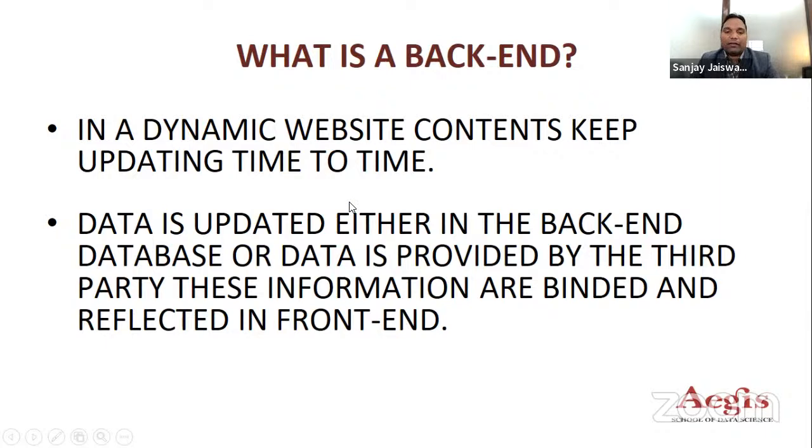A dynamic website is a website whose contents keep changing. Whatever information you see on the website will keep updating from time to time. And how does the update take place? For that, backend technology is used. Whatever data you want to update in the front end has to come either from the backend or from a third-party source. In the backend, you should have a database. All the data is updated in the database, and the same data is then fetched from the backend database, bound in your front end, and reflected to the user. All this is done with the help of a programming language.